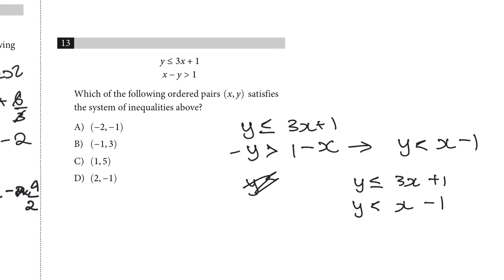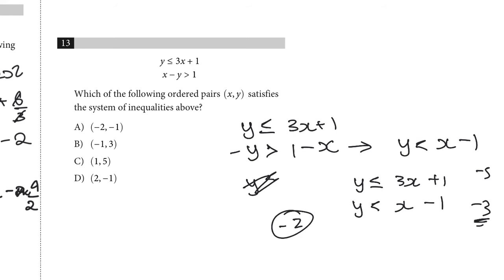So let's take an example A, right? The first one, if we have minus 2 as x, that will be minus 6 plus 1, that will be minus 5 over here, and y would be minus 2 minus 3, right? So y is less than or equal to minus 5. Okay, if it's less than or equal to minus 5, it cannot be minus 3, right?